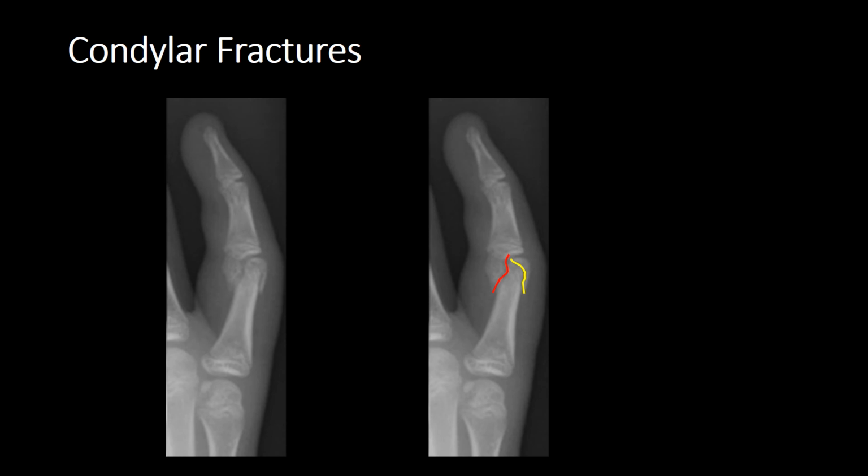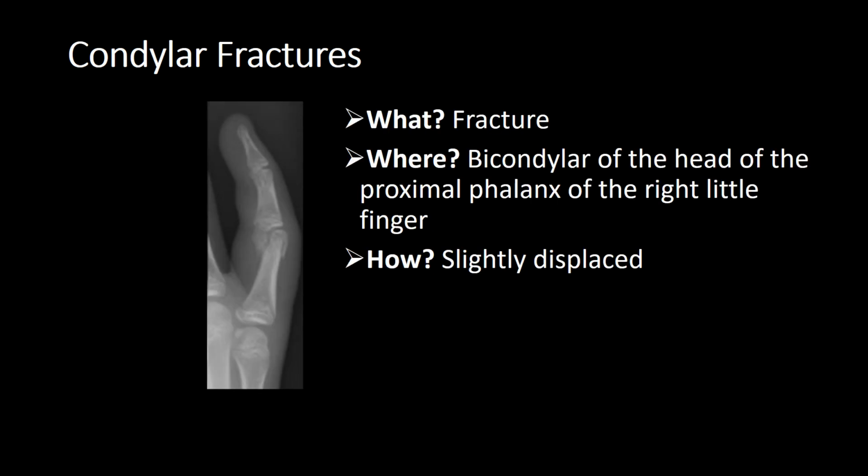And now suddenly all is revealed on our oblique view, and here we can clearly see that actually both condyles have fractured off. So this is a bicondylar fracture. Because it's a bicondylar fracture, by definition it's a comminuted fracture, because you have 1, 2, 3 portions of fracture. So what is it? It's a bicondylar fracture of the head of the proximal phalanx of the right little finger. How? It's slightly displaced.